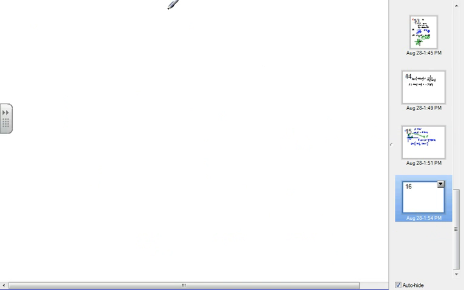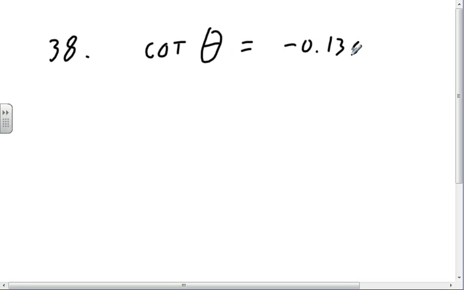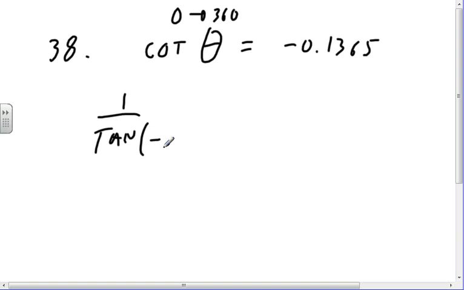All right, well, I'm looking at the other page. We'll do 38. I have the cotangent of theta is minus 0.1365. Okay, and again, I'm looking for all the answers between 0 and 360 degrees. So I'm going to take 1 over the tangent of minus 0.1365, and I'm going to come up with what theta is.